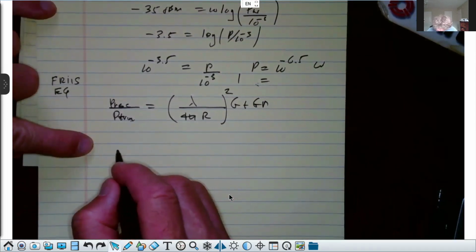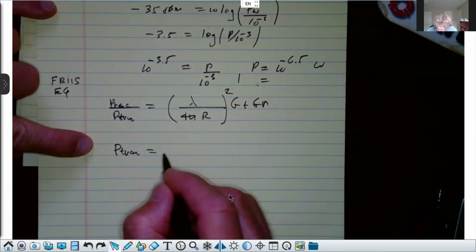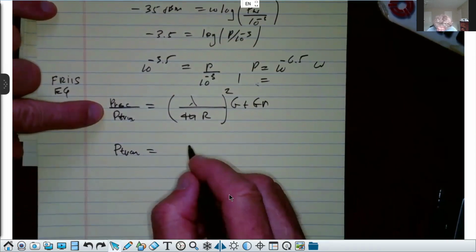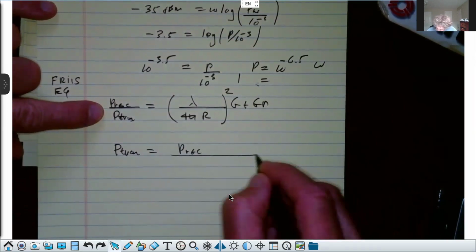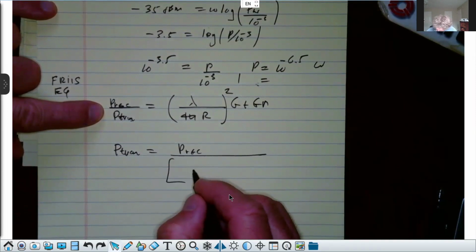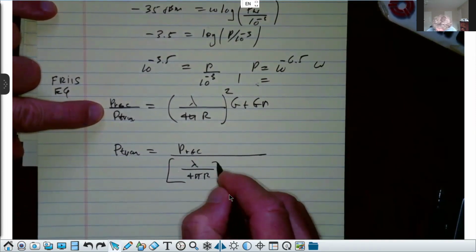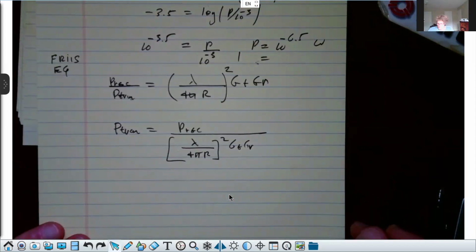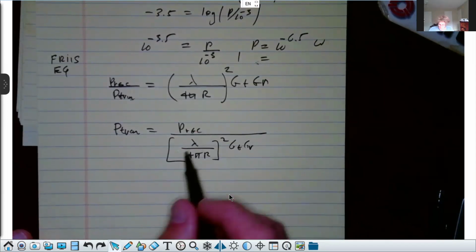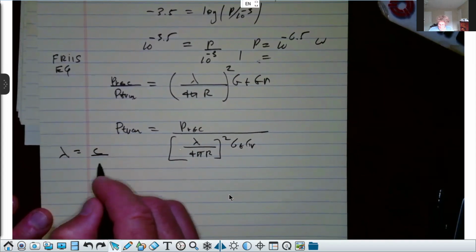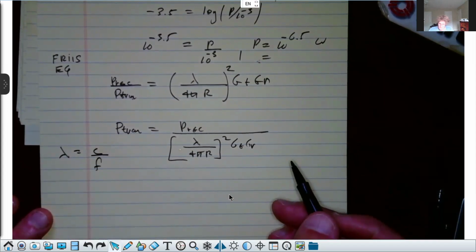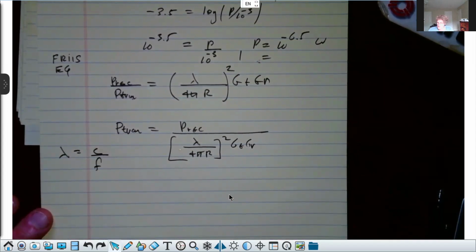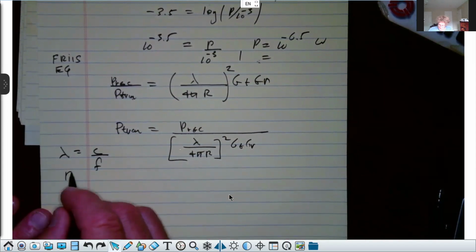So P trans, the transmitted power, is going to be equal to the received power divided by all this. So it's going to be divided by lambda over 4 pi R squared, gain of transmitter, gain of receiver. We have P received. What is the wavelength going to be, guys? C over F, right? And F is 2.45 gigahertz. I'm not going to put a value down yet. R is 50, I believe.